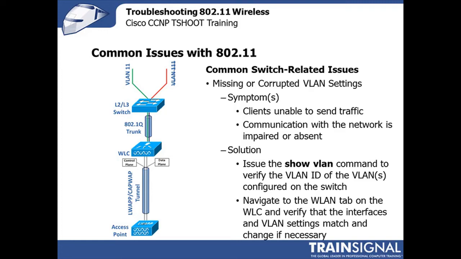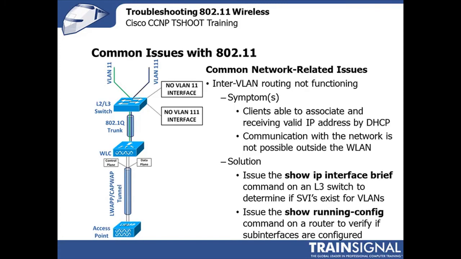There may be a variety of reasons you have to do this with autonomous access points, but on the lightweight, navigate to the WLAN tab on the wireless LAN controller and make sure the interfaces match. You can create interfaces to associate SSIDs with VLANs. Verify the interfaces and VLAN settings match, and if they don't, change them. I've run into this before myself.